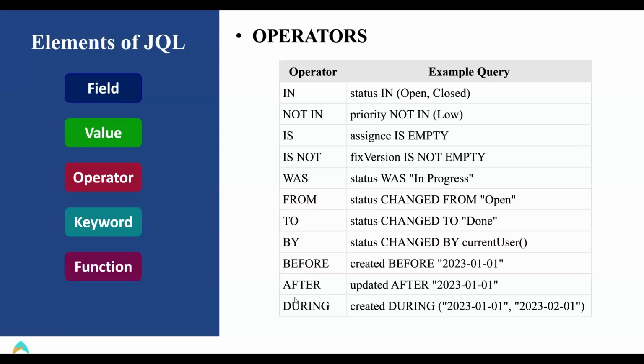So before, during, and after denote the duration. They are always going to come with the date operators, and during is a time period. So it is going to have two parameters inside a function.